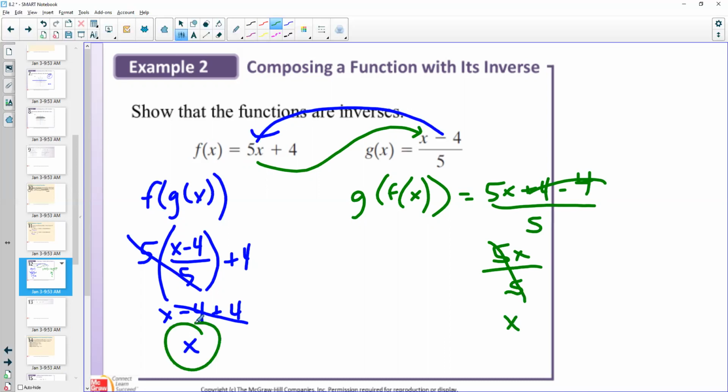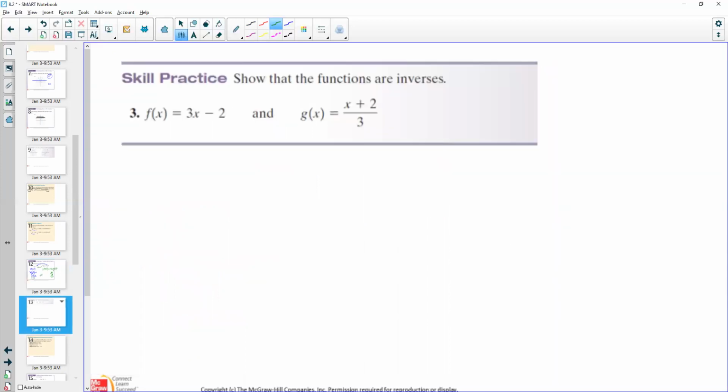So I have an x here and I have an x here. That means that yes, these two functions are inverses. You can try this one, okay? It should work out. If it does not, you know where to ask your questions. Head to the discussion, my friends, okay?